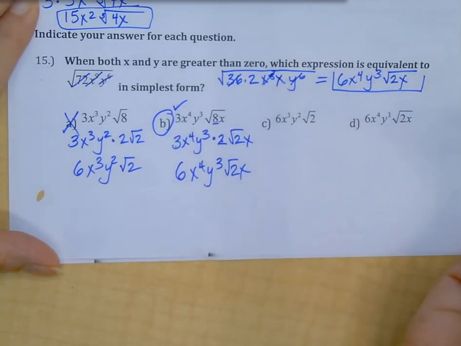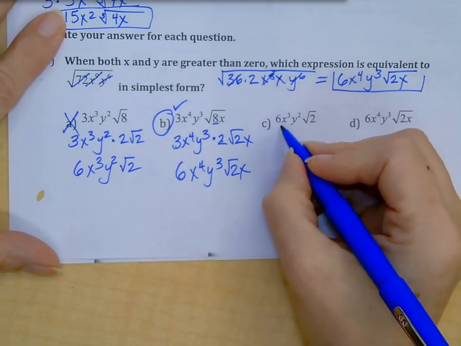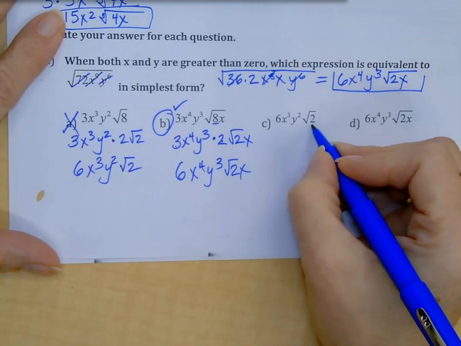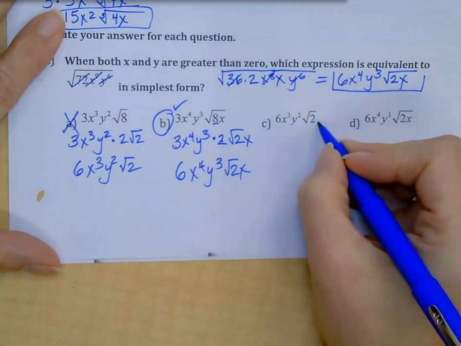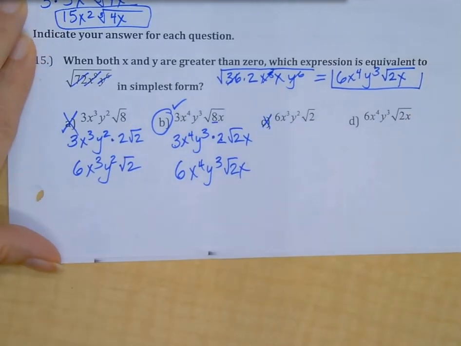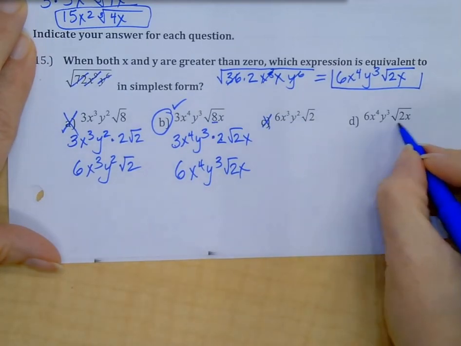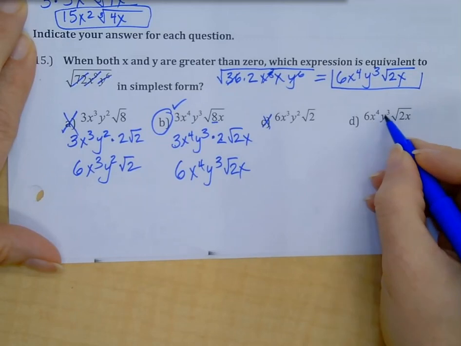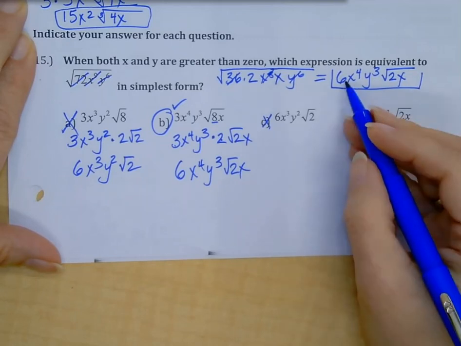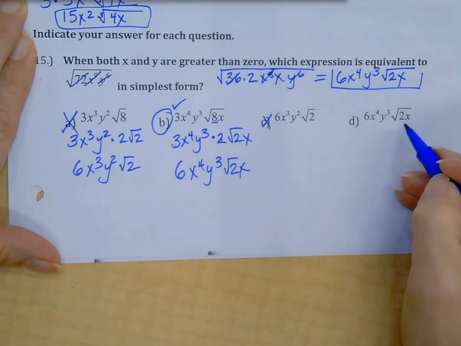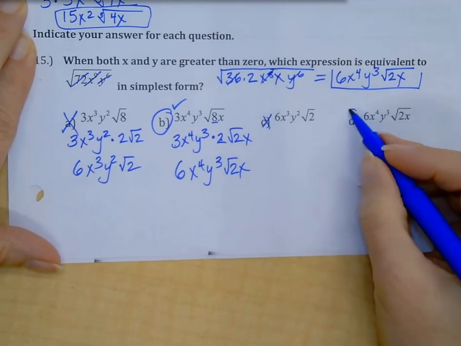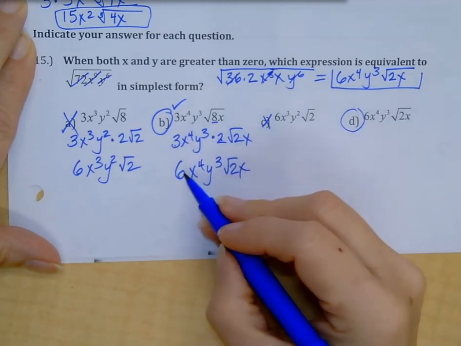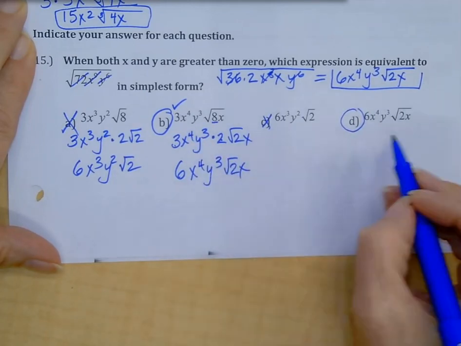It does say which expression, singular, but I'm just going to double check and make sure I didn't do something silly. So I'm going to check these guys. That is as simple as it can be. Super close, but it's missing the x inside. And just for kicks, I'm going to check this guy. So I've already simplified my radical. 6x to the fourth, y to the third times the square root of 2x. Well, that sure looks like it works.